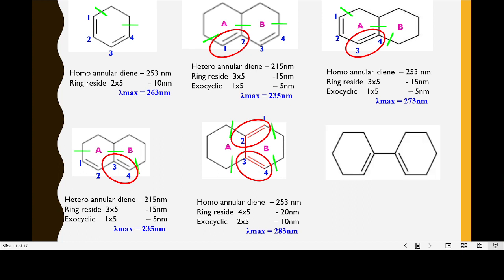The next example is a heteroannular diene. Start numbering 1, 2, 3 and 4. So the base value will be 215 nanometer. Now we need to write the residues 1, 2, 3 and 4. So totally 4 residues are there. So we have to check whether any exocyclic double bonds are there for these two rings. For A, there is no exocyclic double bond, and for B also there is no exocyclic double bond. So the total wavelength for this particular compound is 235 nanometer.